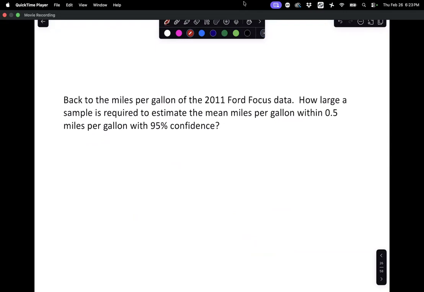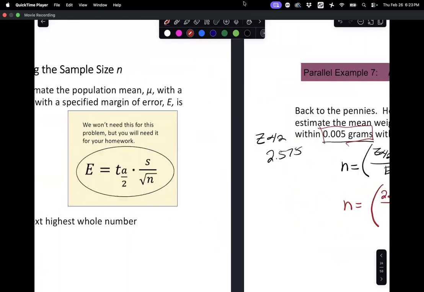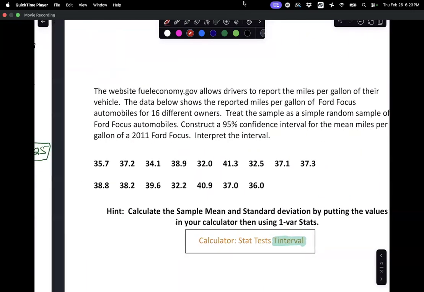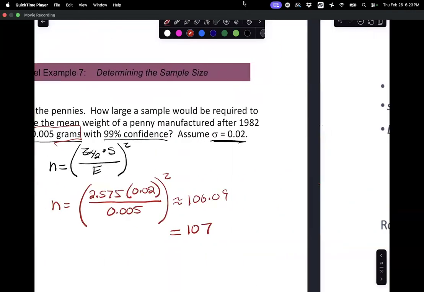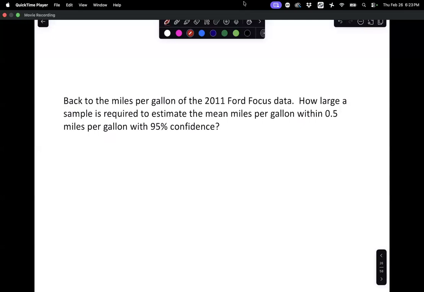So back to the miles per gallon. Okay, we need to know though what our standard deviation was. I hate when I do that. Standard deviation for the miles per gallon was 2.917. I'm going to write that down.